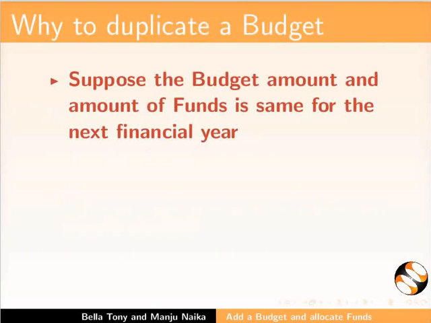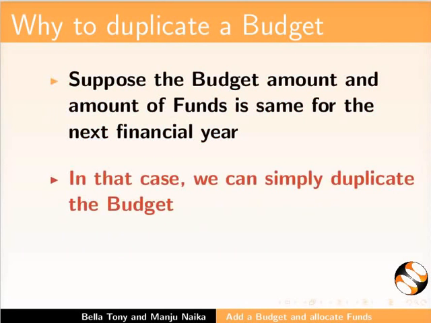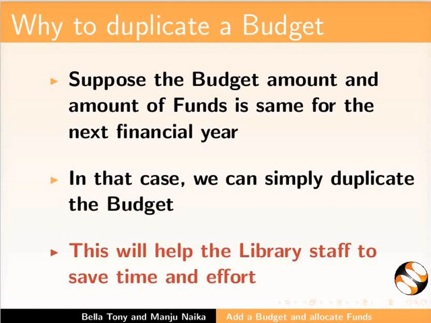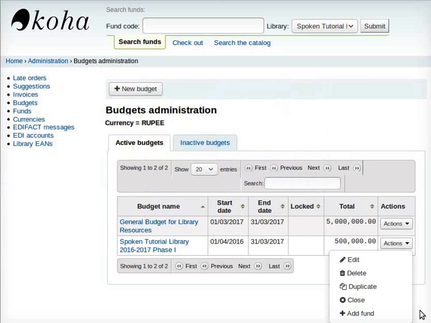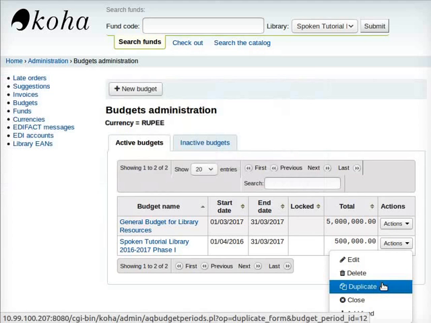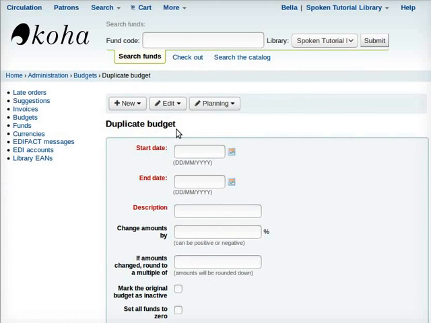Suppose the budget amount and the amount of funds is same for the next financial year. In that case, we can simply duplicate the budget. This will help the library staff to save a lot of time and effort. Let's proceed and click on Duplicate. A new page, Duplicate Budget, opens.